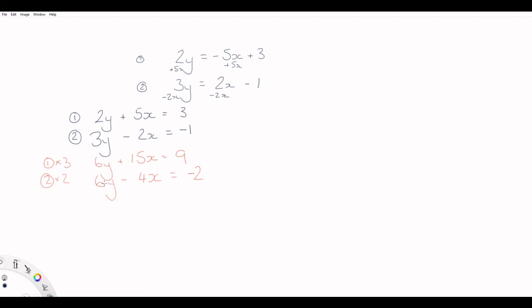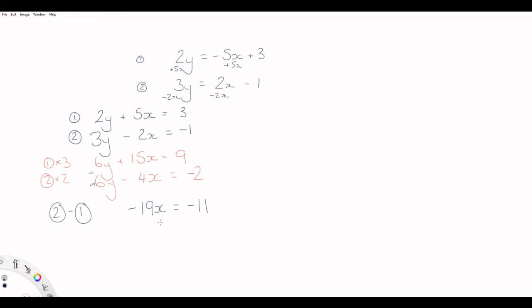So we have 6y here, 6y here, so you want to take one away from the other. So, as I said, you can do 1 from 2 or 2 from 1, whichever you think is going to be the neatest. Let's do equation 2 minus equation 1 this time. So we're going to look at them from the other way around. So we have 6y here minus 6y at the top. That leaves us with no y terms. Here we have minus 4x minus 15x. So that leaves us with minus 19x. And here we have minus 2 minus 9. So that leaves us with minus 11.